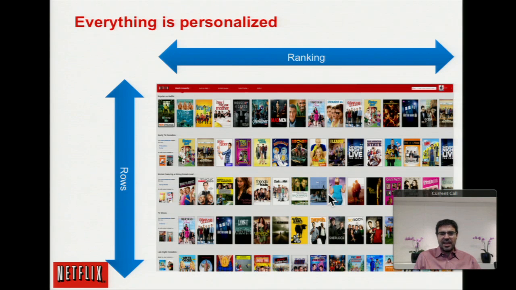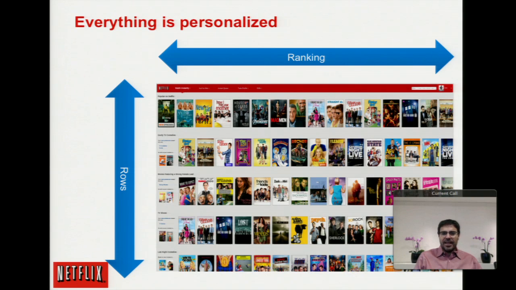One of them is how to select those rows, and those rows usually represent a genre or a mood we think the user might be in. And then the other one, which is core to what we do and to what many recommendation systems do, is the ranking, right? It's how you select and how you sort the items that are going to be presented in each of these rows.